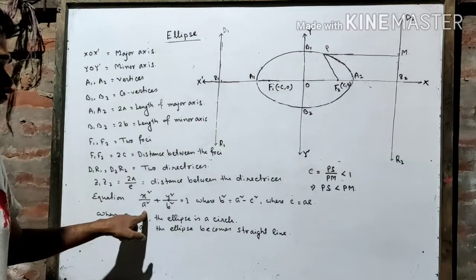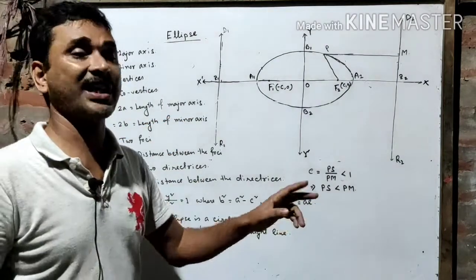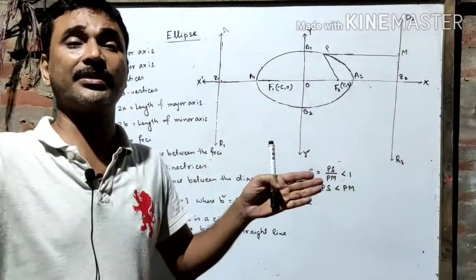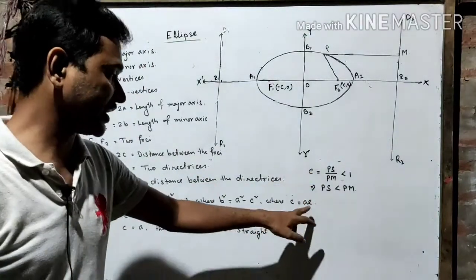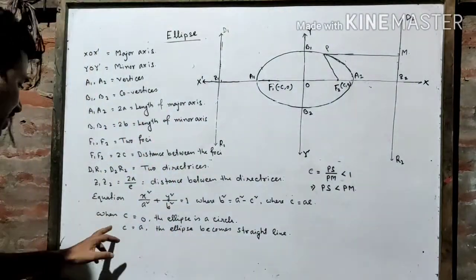Here A is this a, where twice A is the length of the major axis and E is the eccentricity of the ellipse. A is half the length of the major axis, and E is the eccentricity of the ellipse.